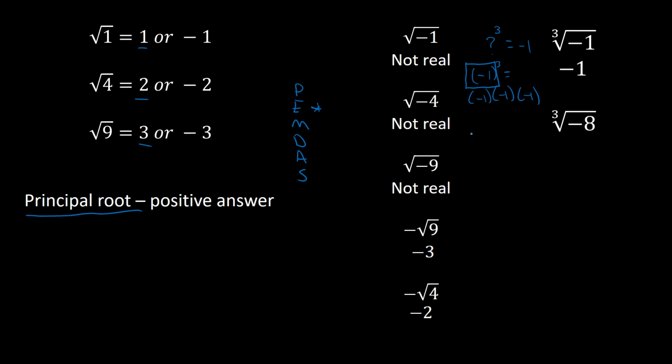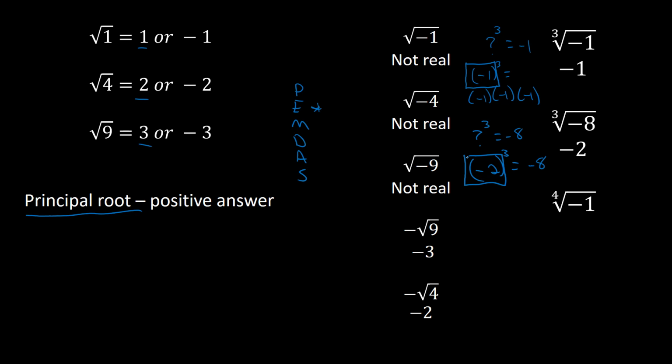Same thing with the cube root of negative 8. We're asking what cubed gives you negative 8. Well, if we take negative 2 and we raise that to the third power, that would be negative 2 times negative 2, which is a positive 4, times another negative 2 gives you a negative 8. So my solution would be negative 2, because negative 2 cubed gives you negative 8.